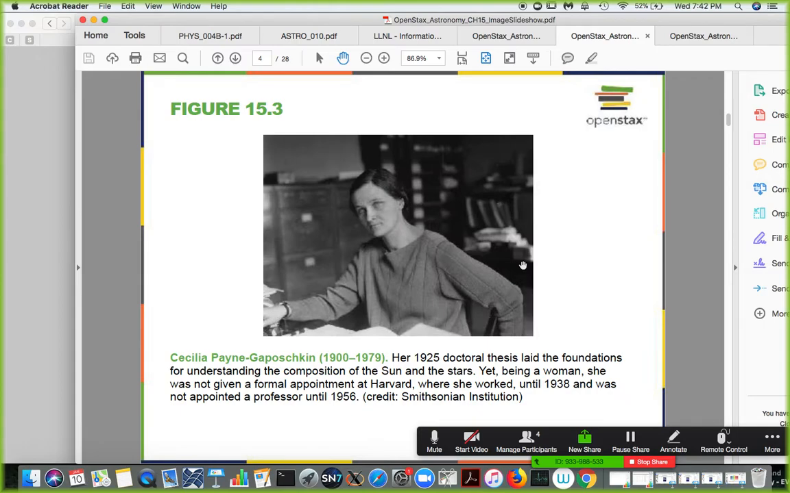Cecilia Payne did a PhD. I mean, there is a major contribution of women to astronomy, and only right now have these contributions been highlighted and honored, and these women are being pretty much vindicated by historians and by the work they really did.